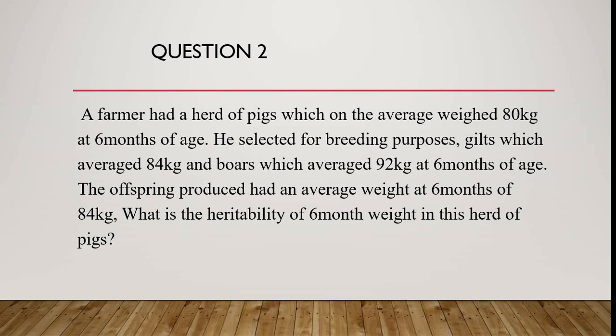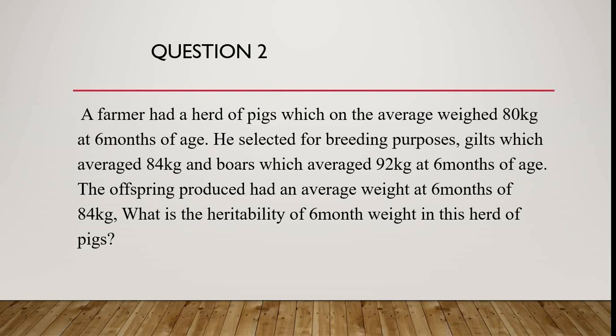Now, in the earlier question, we were not told the weight of the offspring. We were told to calculate it. But in this case, we were given. So it means it has been observed that their weight is 84 kilograms. So we were given the weight of gilts and the weight of boars. Now we have to calculate the heritability at 6 months weight.